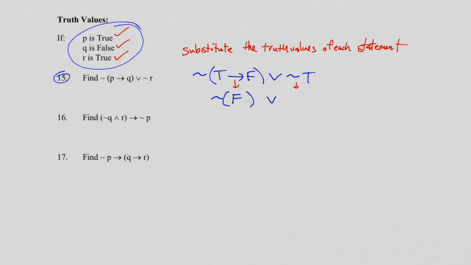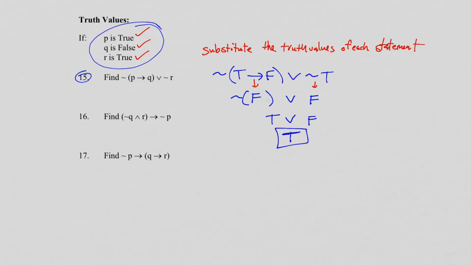And then we have the negation of true, which is false. The opposite of true is false. And then the negation of false on the left side is true. And so our final decision to determine the truth value will be true or false. One of them has to be true, and we do have at least one true, so this is going to be true. Okay, so this is number 15.